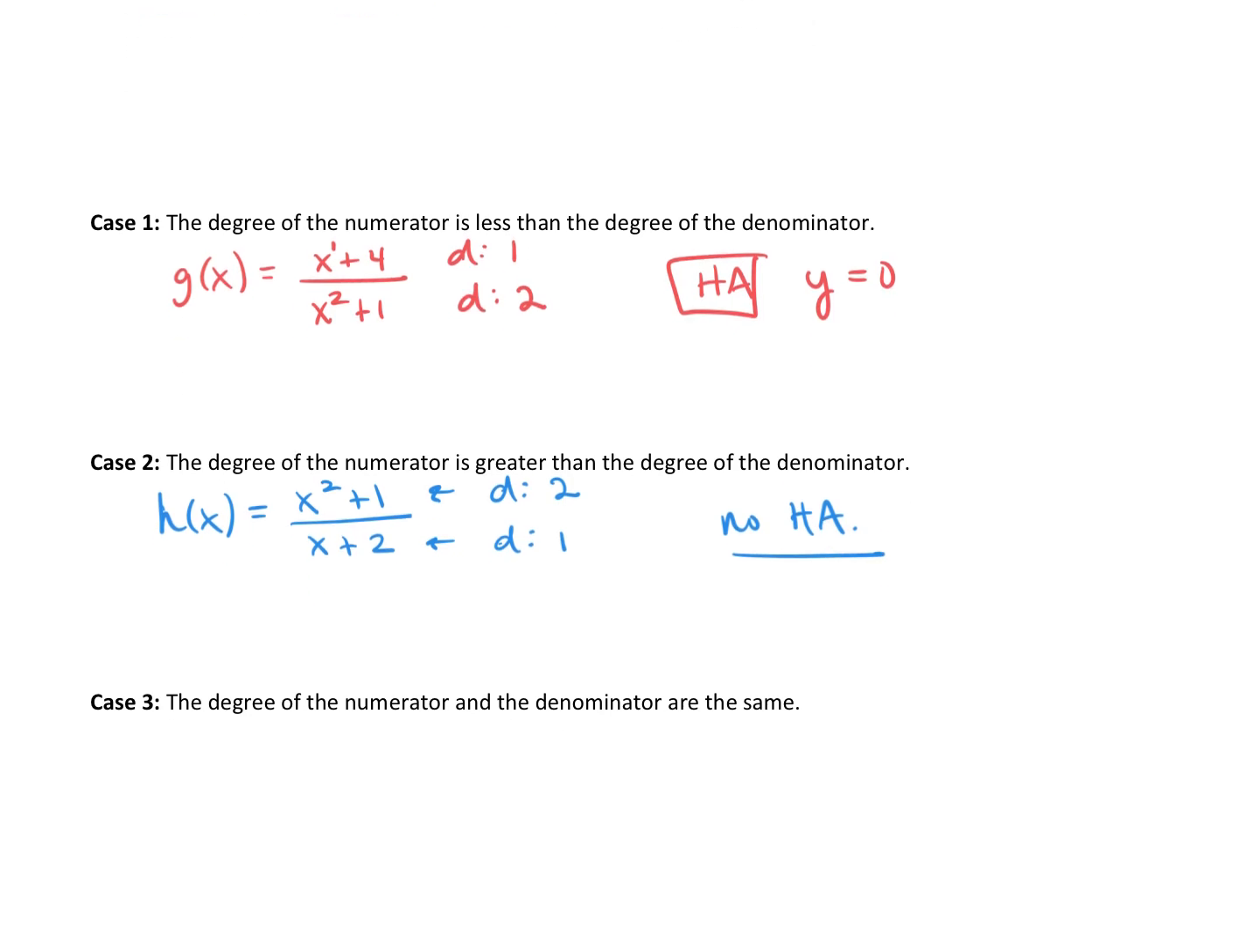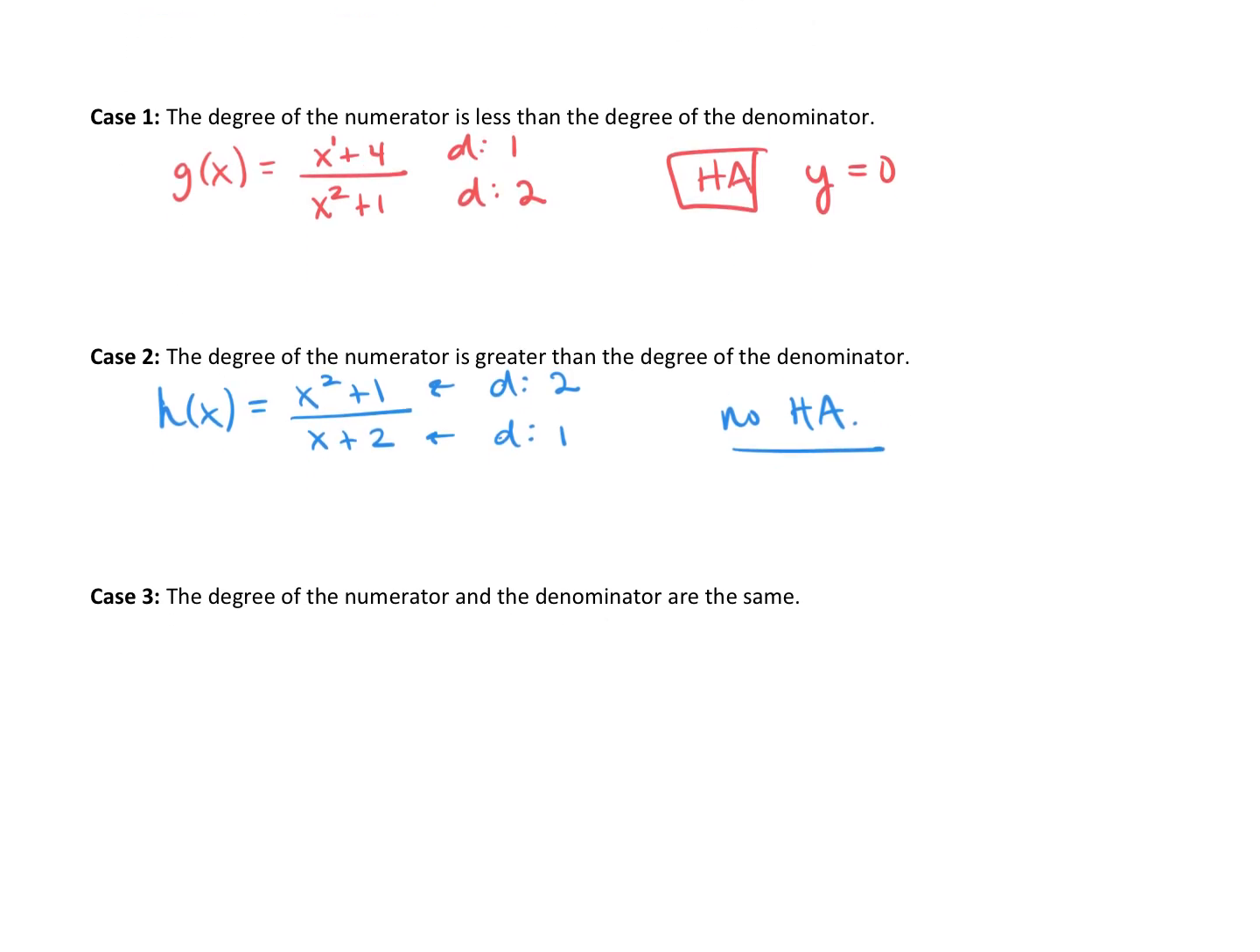All right, case number 3. What if the degree of the numerator and the denominator are the same? So, for example, if we have our function k of x equal to, so here's our numerator, 2x squared plus x plus 1 divided by x squared minus 1. So the degree of the numerator is 2. The degree of the denominator is 2.